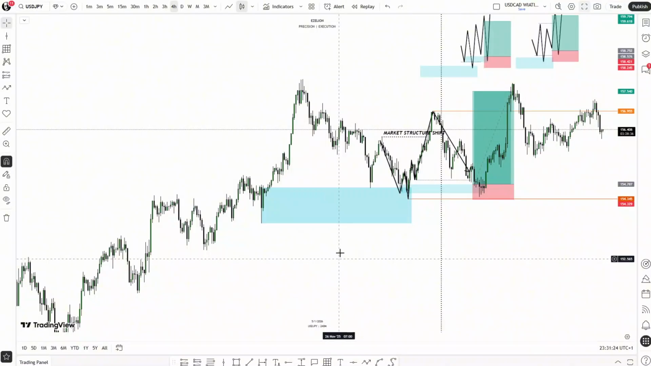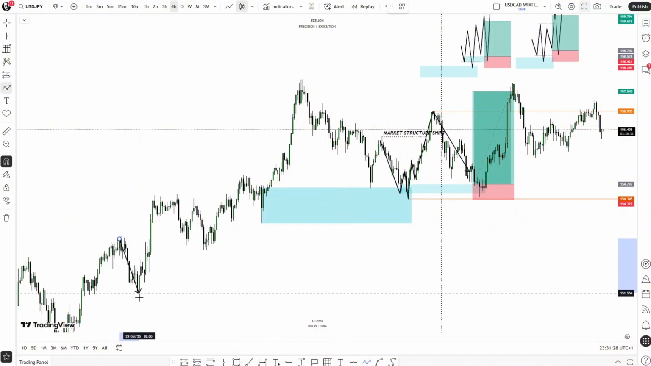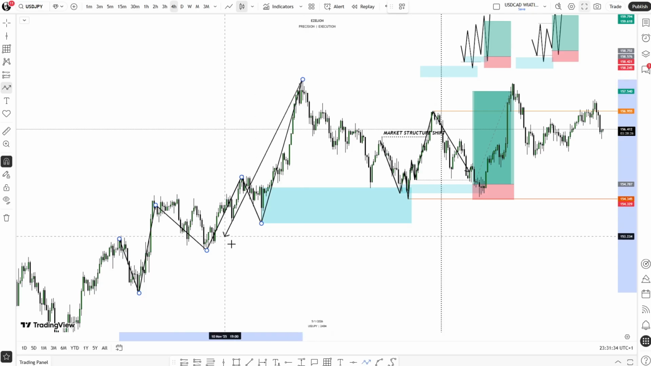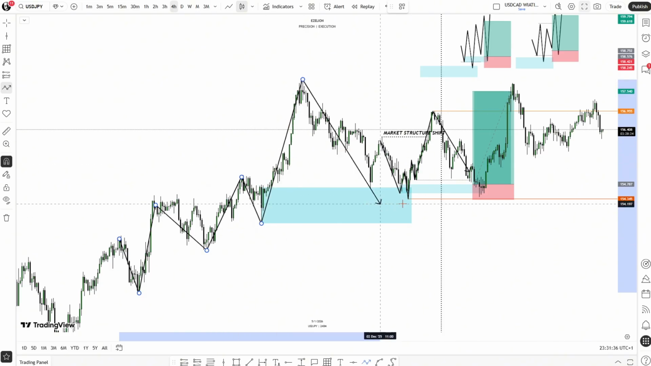And you want to make sure that the range is valid. You know what a range is: after a break of structure, you get a new range. So this is a range, right? This is a break of structure, higher high and higher low. So this is the range, and this is occurring here, so it's valid.